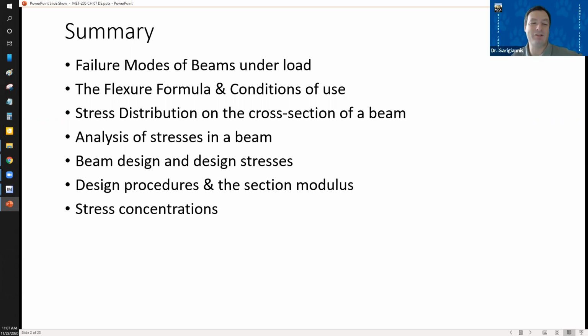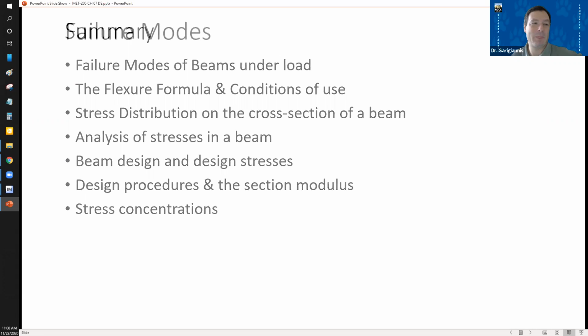And there are stress concentrations too, just like with torsion, when we had objects under torsion or tension or shear, right? Things like keyholes or grooves, those things cause stress concentrations. Same thing with bending moments. Those also cause stress concentration points.